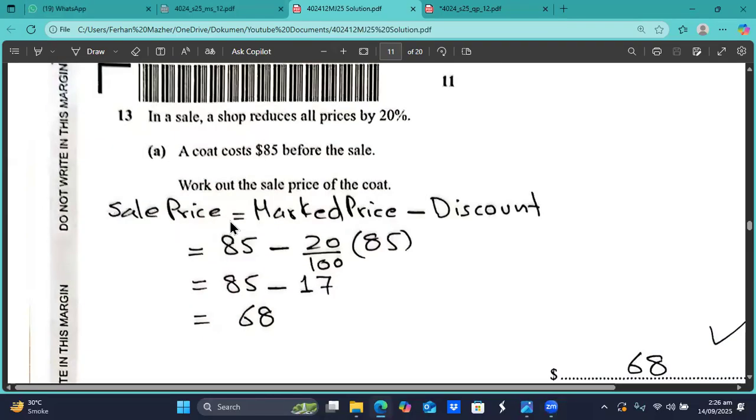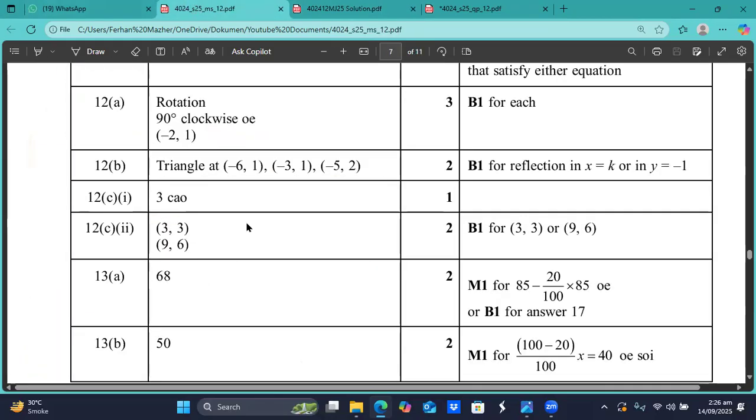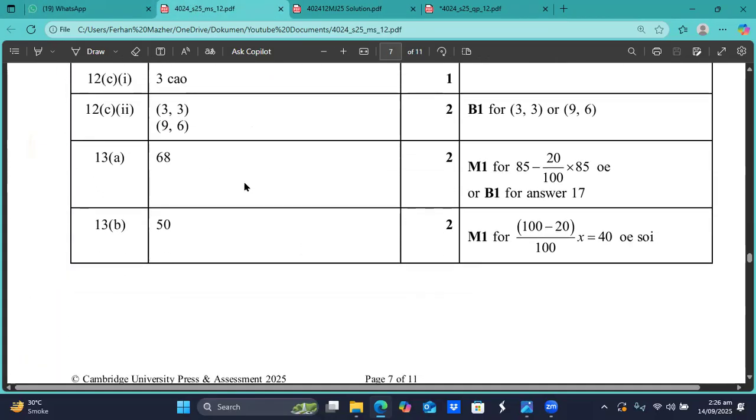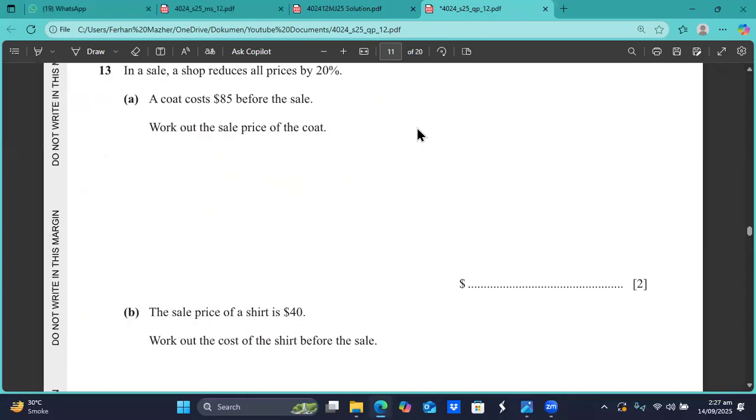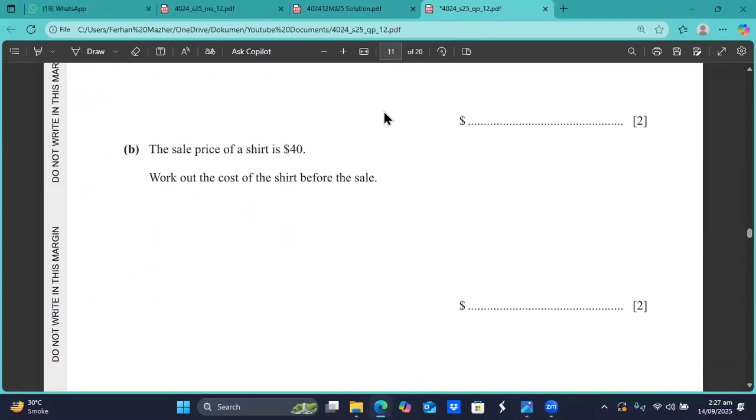So sale price is equal to the mark price minus discount. Its mark price is 85 minus 20% of the 85. That's 85 minus 17. That's $68. So the sale price will be $68. Then we have the B part. This will be on the reverse percentage. Question number 13, B part.